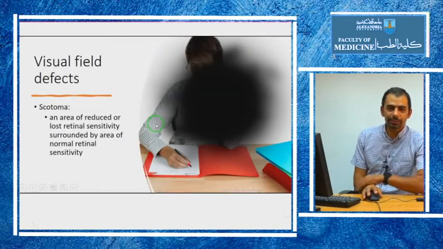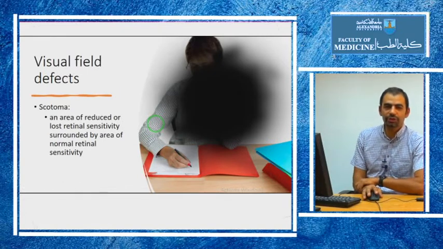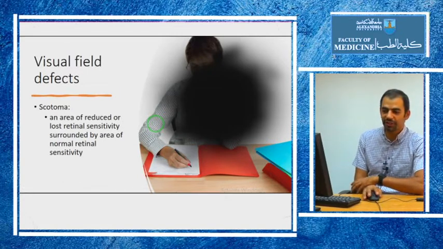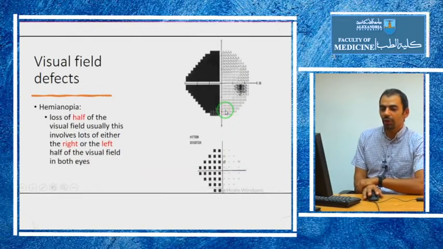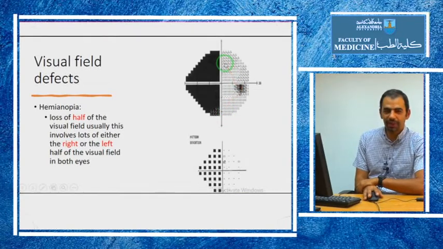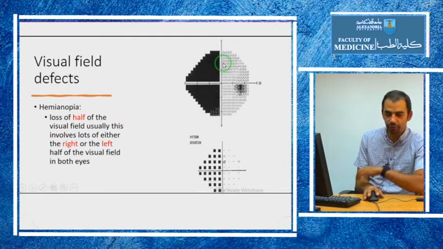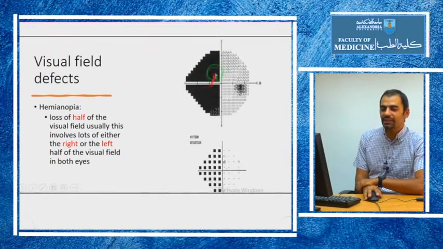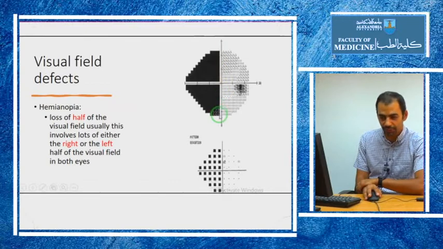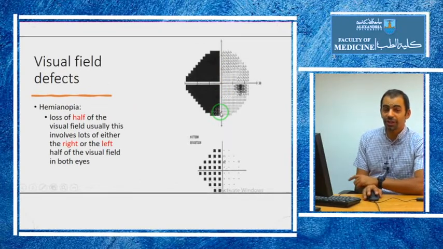So we need to understand a bit more about some terms that we use in the description of visual field defects. We have the term scotoma, which simply means an island of blindness or reduced retinal sensitivity surrounded by a sea of vision. We have the term hemianopia. Hemianopia means loss of half of the visual field. Usually it's a right or left hemianopia, so it respects the vertical midline. And usually neurological visual field defects respect the vertical midline.